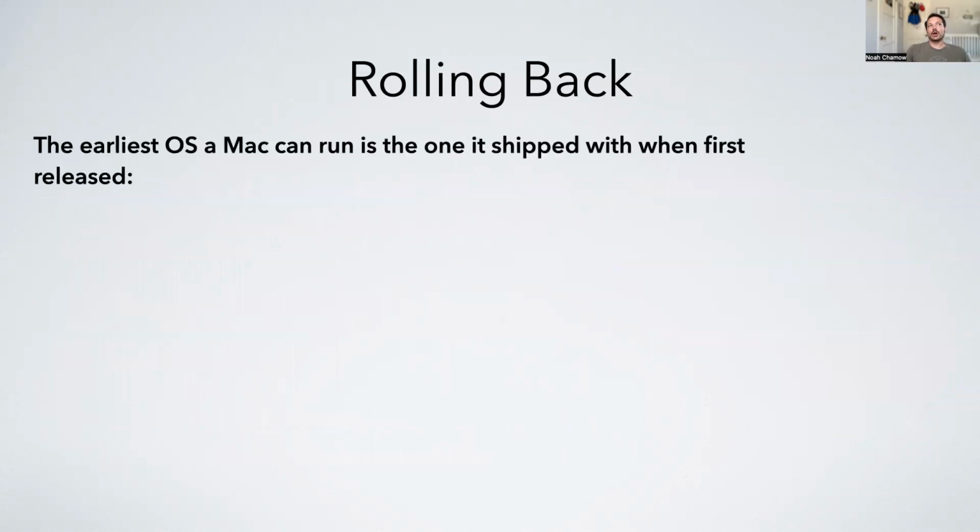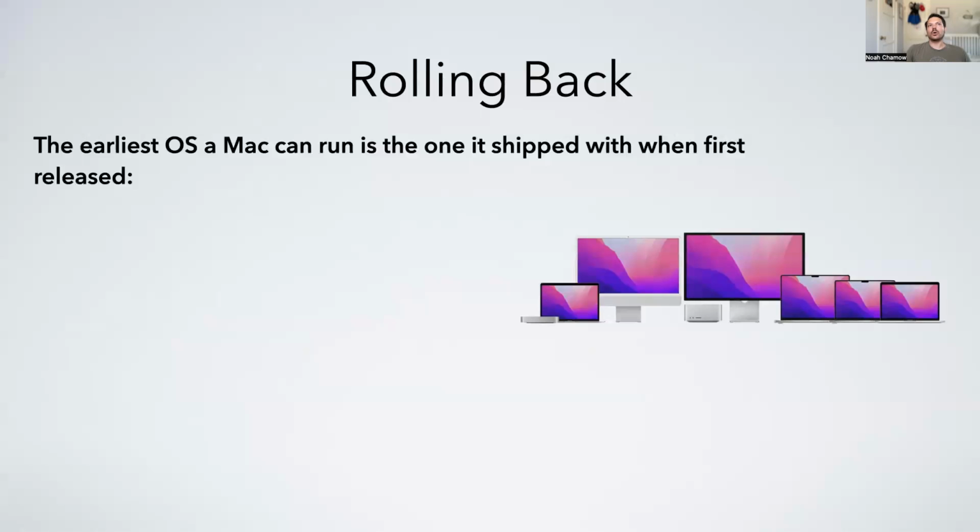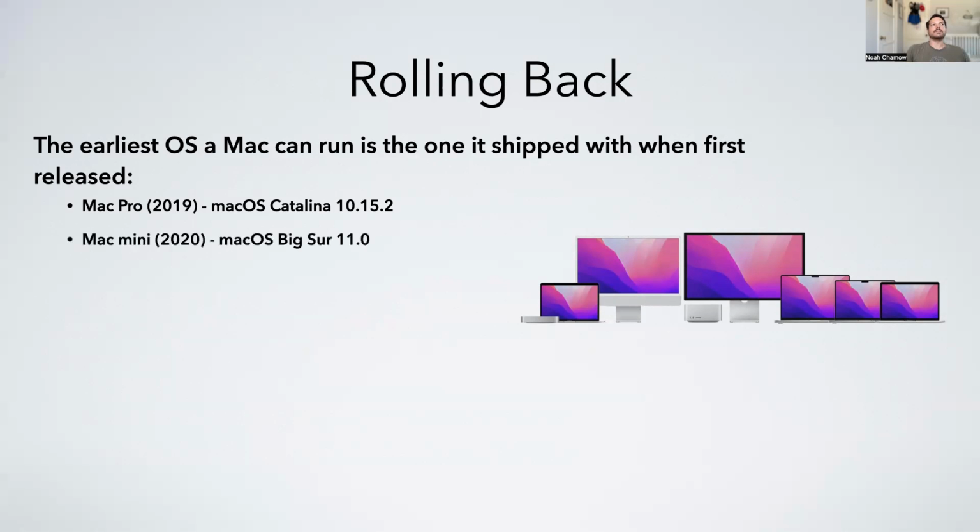So the earliest OS a Mac can run, and this is a rule, you can remember this as a law, is the one that it shipped with when first released. So if we look at the current Apple lineup, the Mac Pro came out in 2019, and it first shipped with macOS Catalina, which means that the earliest version of the operating system that you could roll it back to is macOS Catalina.